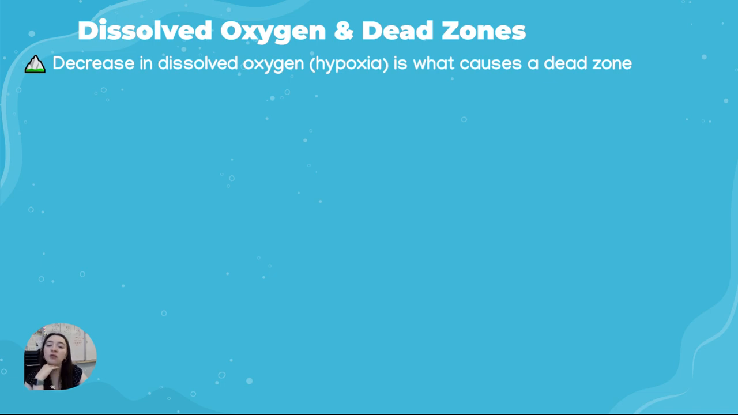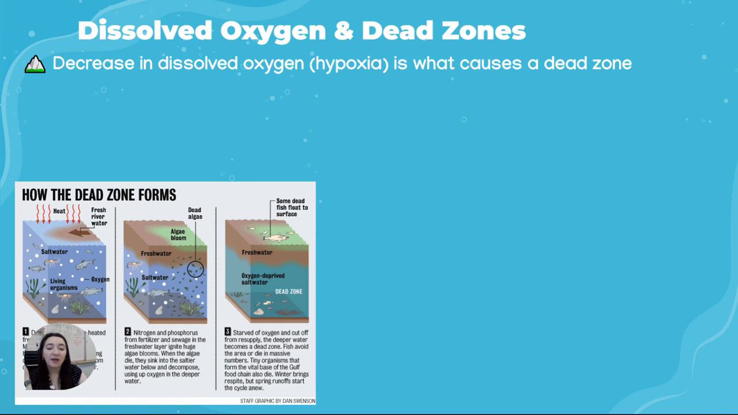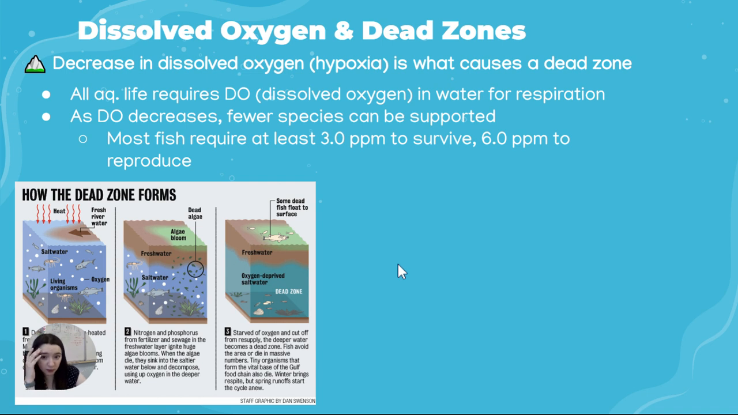So a decrease in dissolved oxygen is hypoxia. This is what causes a dead zone. This is what happens when you have the huge drop in oxygen, which is going to happen when you have the bacteria decomposing all of the dead algae as well as the dead fish that are now dying because of lack of oxygen. So these dead zones are where you have the lack of oxygen.